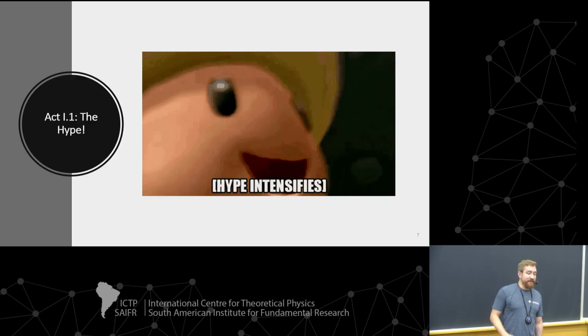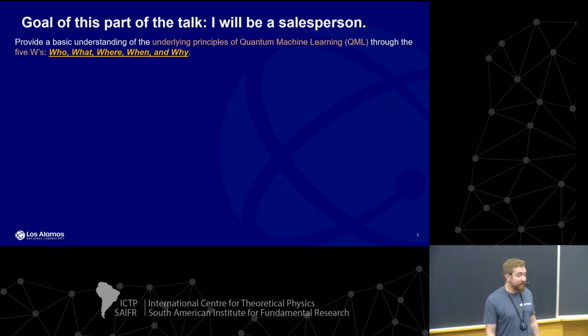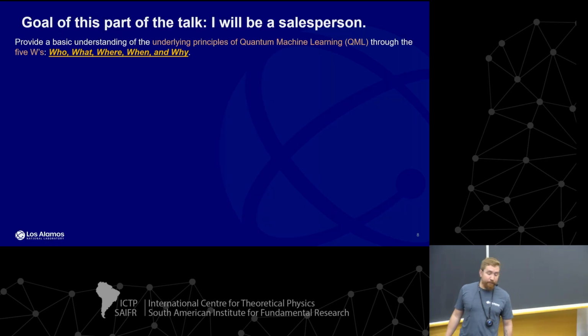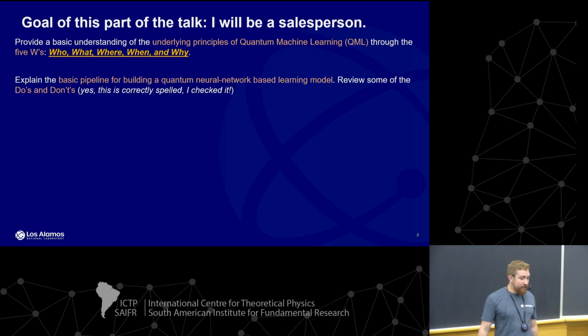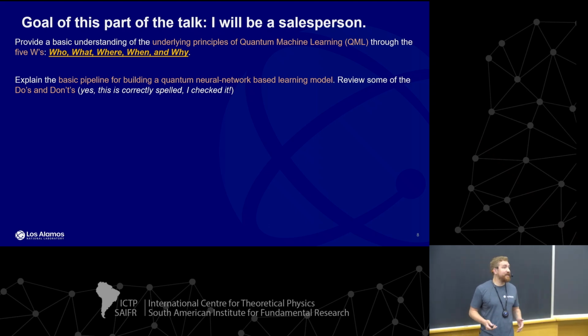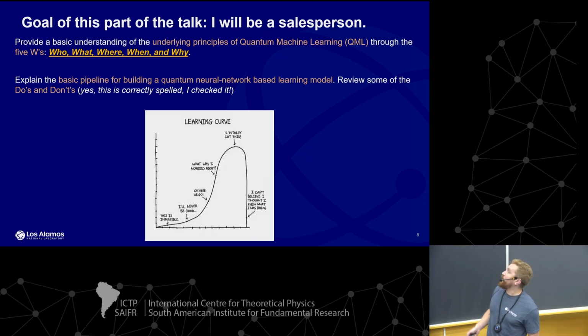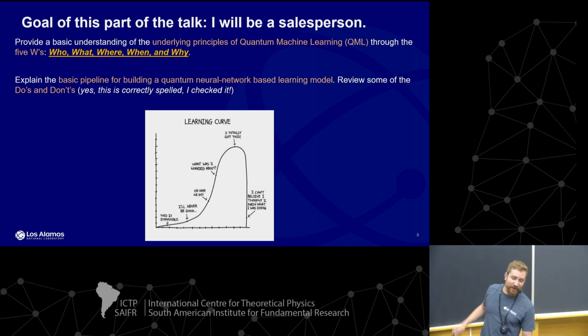Now, this paradigm definitely has gotten a lot of hype. And at this part of the tutorial, as I said, I'm going to be a salesperson. I'm going to try to explain the basic principles of quantum machine learning through the 5 Ws: who, what, where, when, and why. We're going to define the basic pipeline of how to build a quantum machine learning model, just so that we can see that it's actually fairly easy. From my perspective, we have the learning curve of time versus how hard this is going to be. I'm going to try to get you to this point where you're like, oh, we can solve any problem with quantum machine learning. And then I'm going to leave you to this point on your own.